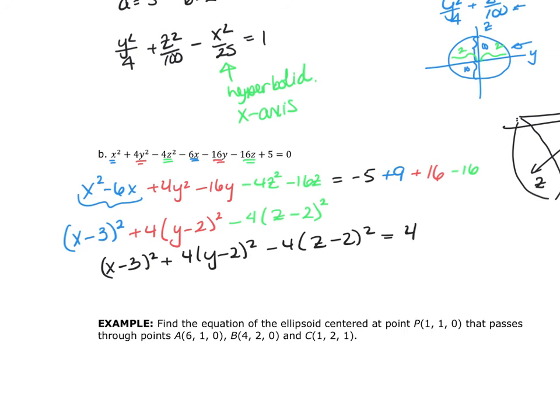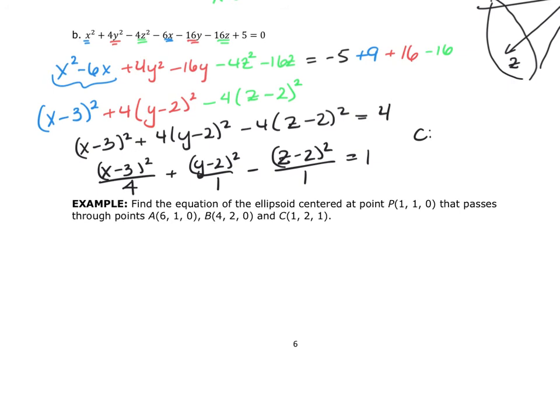Now, it's not in standard form yet, so I need to divide everything by 4. So I have X minus 3, the quantity squared, divided by 4, plus Y minus 2, the quantity squared, divided by 1, minus Z minus 2, the quantity squared, divided by 1, is equal to 1. My center is at (3, 2, 2). It has one negative variable that is squared, and it's a hyperboloid of one sheet.